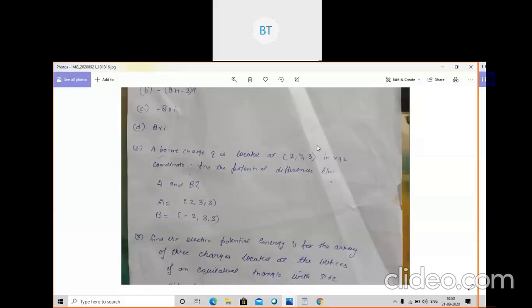So you can calculate VA, that is KQ upon under root of x1 minus x2 whole square plus y1 minus y2 whole square plus z1 minus z2 whole square for VA. For VB, you should arrange those things. Then you will get VA and VB. Then you should do VA minus VB. Then you will get the correct option. So the second question was subjective. First was optional.